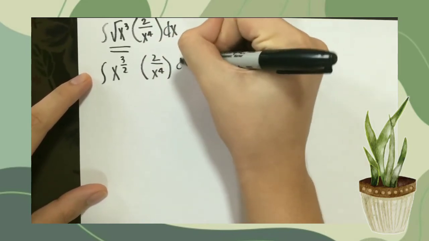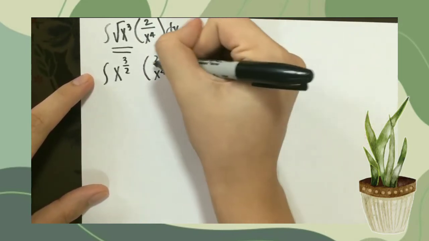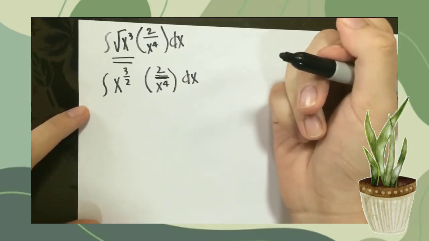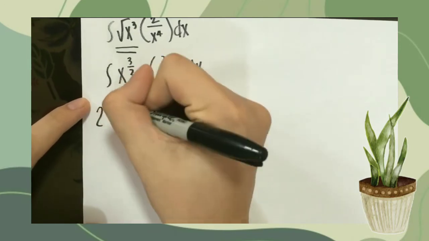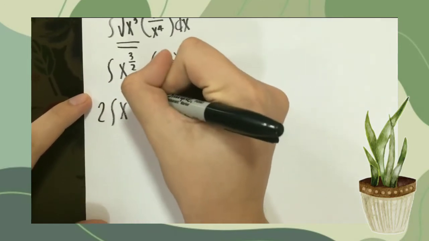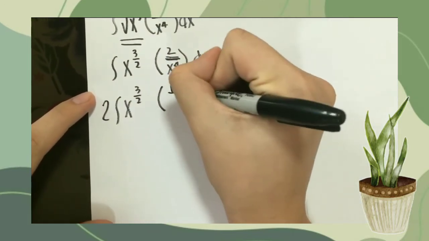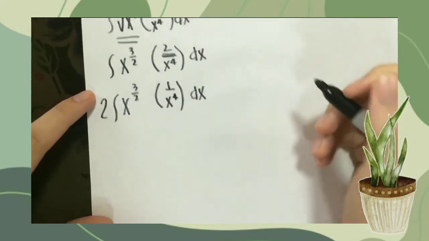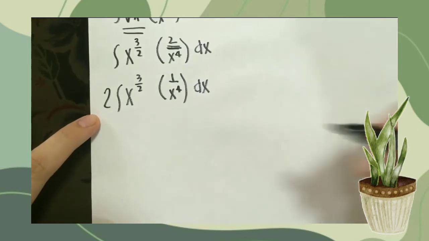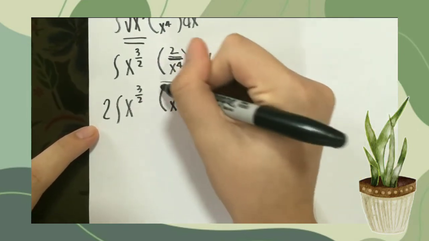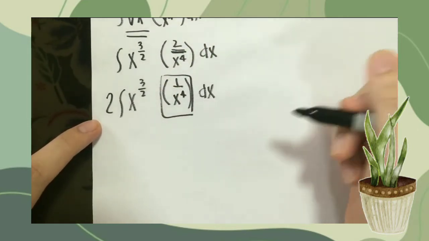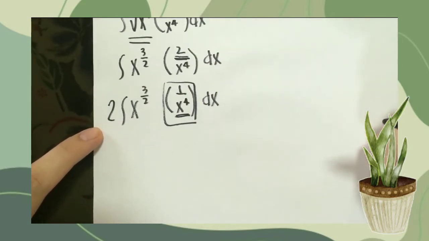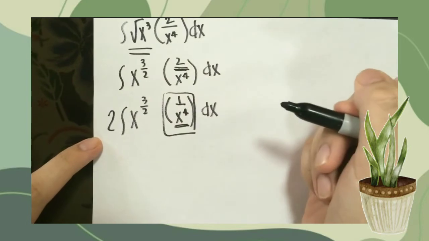The coefficient 2 can be moved outside the integral via the constant multiple rule. For integrals, this gives us 2 times the integral of x to the power of 3/2 times 1 over x to the 4th power times dx. Next, we simplify 1 over x to the 4th power by moving x to the 4th power out of the denominator, by raising it to the -1 power.